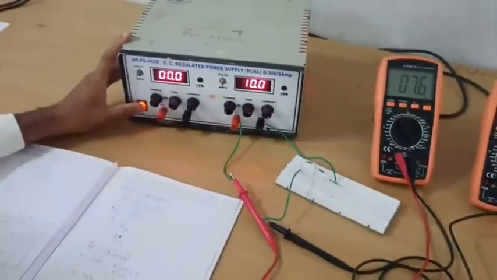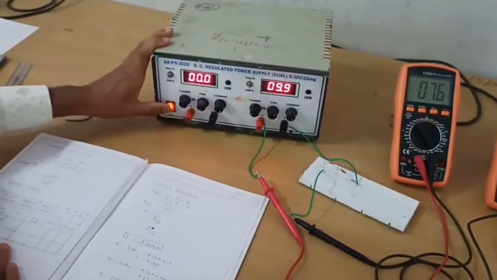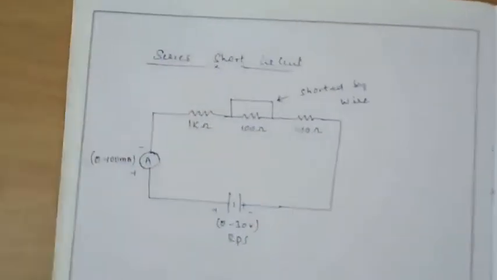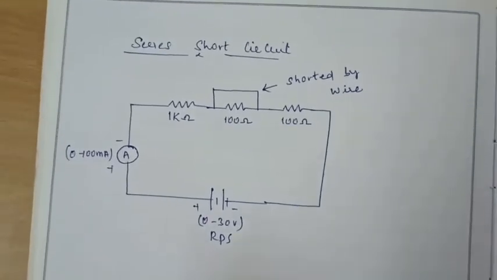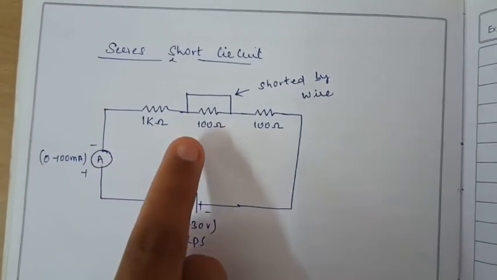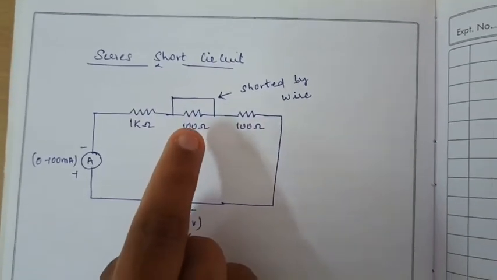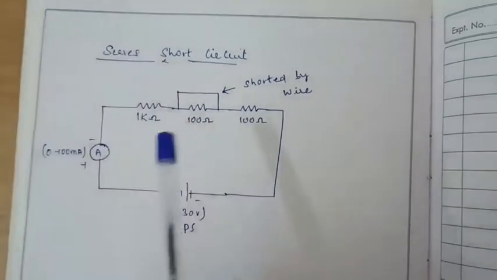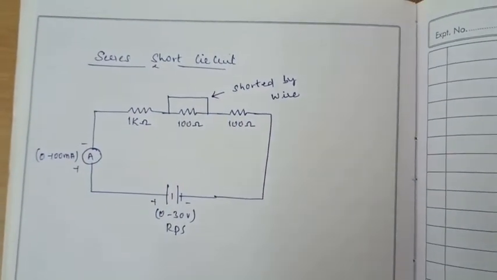So the next one, let us move on to the series short circuit condition. We have a circuit diagram, series short circuit. In that, what I have done is, across the second resistance, I have taken one wire and shorted it. The meaning of that is the current will not flow through the 100 ohm resistance, and it will flow through the wire we have connected across it. So that is the meaning of short circuit.